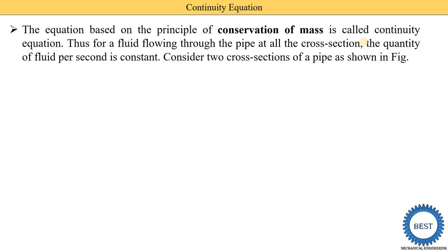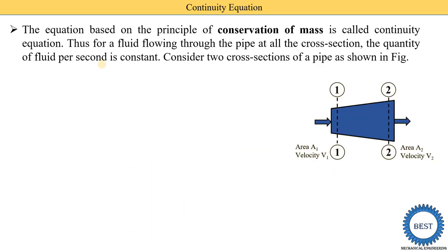So how can we correlate conservation of mass with conservation of energy? In conservation of energy, energy remains constant. In conservation of mass, the mass remains constant. Instead of mass, we can also say that the quantity of fluid per second is constant at the various sections of the pipe, as well as at the inlet or at the outlet of any pipe or any system.